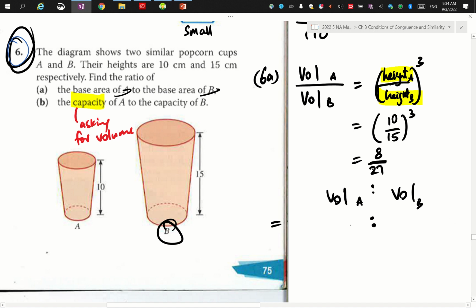8 to 27. Okay, since they wanted capacity, I'll be more precise. Capacity A to capacity B is 8 to 27. Questions?